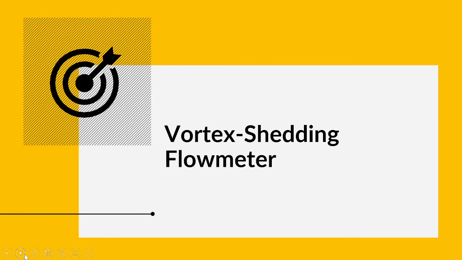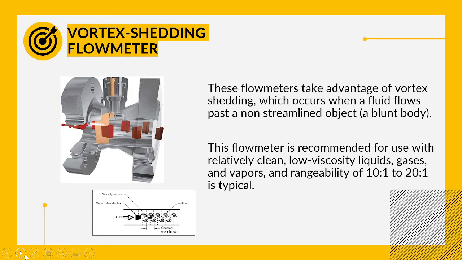The fifth one is the vortex shedding flow meter. These flow meters take advantage of vortex shedding, which occurs when a fluid flows past a non-streamlined object, a blunt body. This flow meter is recommended for use with relatively clean, low viscosity liquids, gases, and vapors, and a rangeability of 10:1 to 20:1 is typical. Here's the illustration of a vortex shedding flow meter. Accuracy can also be maintained regardless of density, viscosity, temperature, or pressure when the Reynolds number is greater than 10,000.